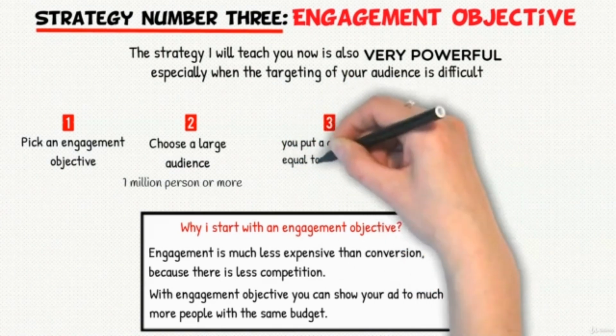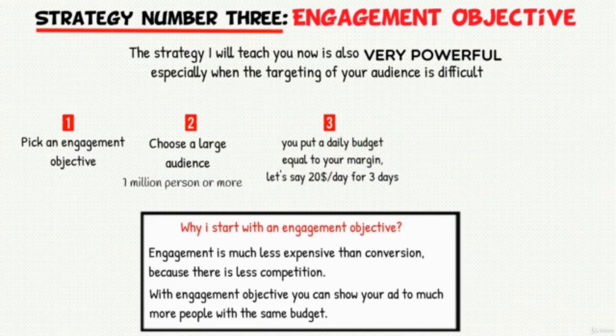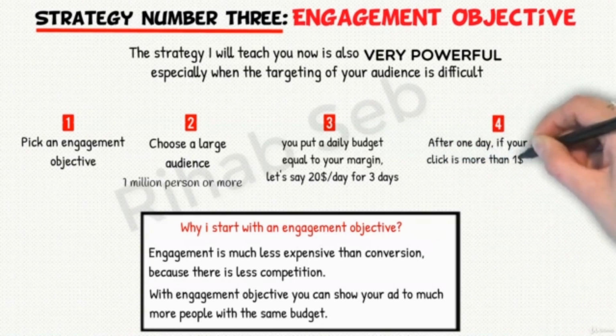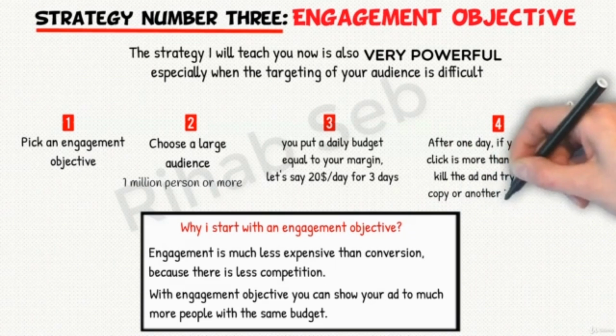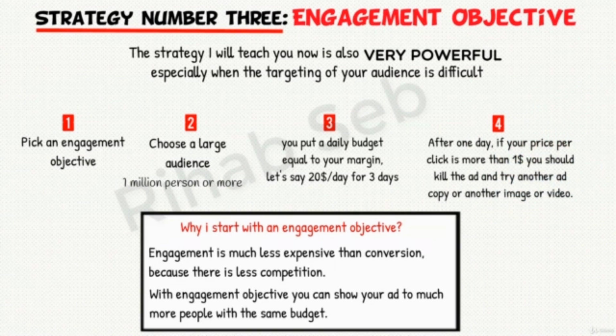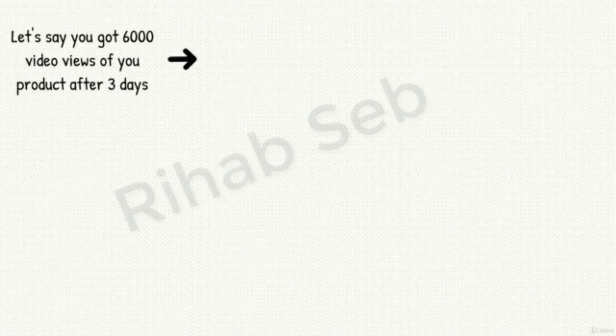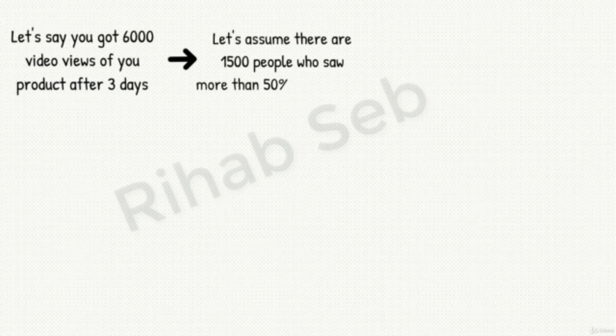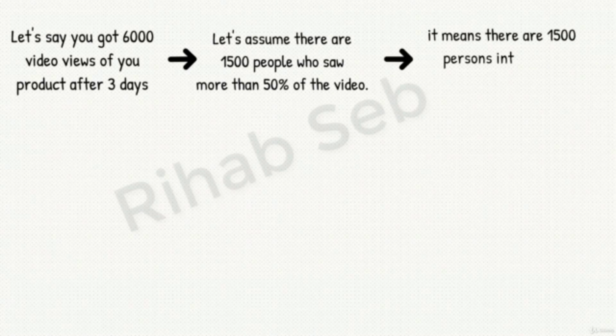So first, you put a daily budget equal to your margin. Let's say $20 per day for 3 days. After 1 day, if your price per click is more than $1, you should kill the ad and try another ad copy or another image or video. So let's say you got 6,000 video views of your product after 3 days. And let's assume there are 1,500 people who saw more than 50% of the video. It means there are 1,500 persons interested somehow in your product.